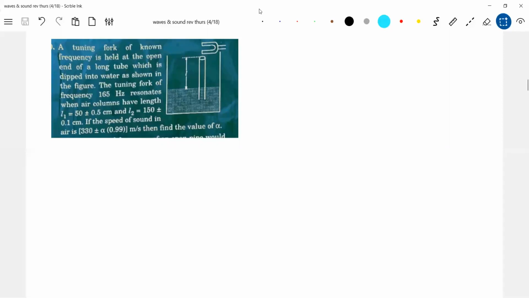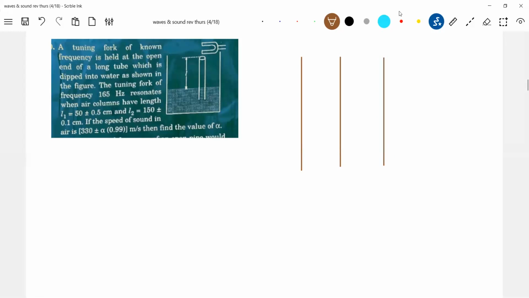Can you remember resonance column? So when the length of air column is 50, then another is 150.